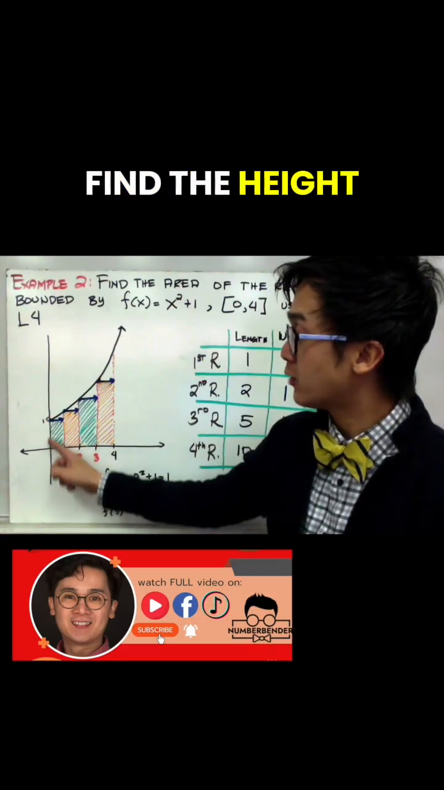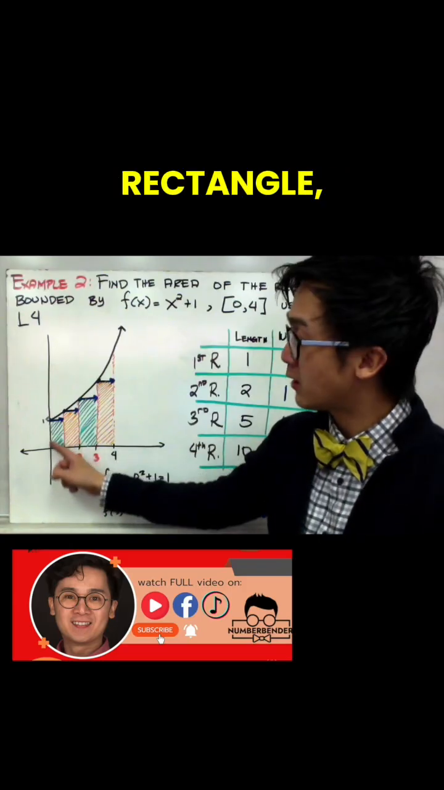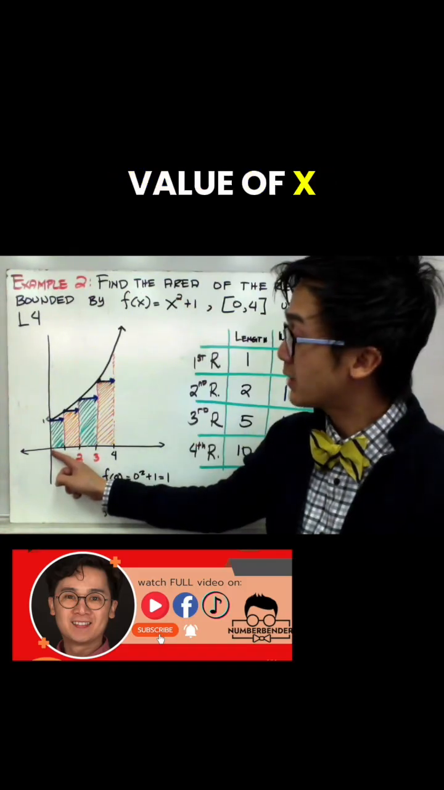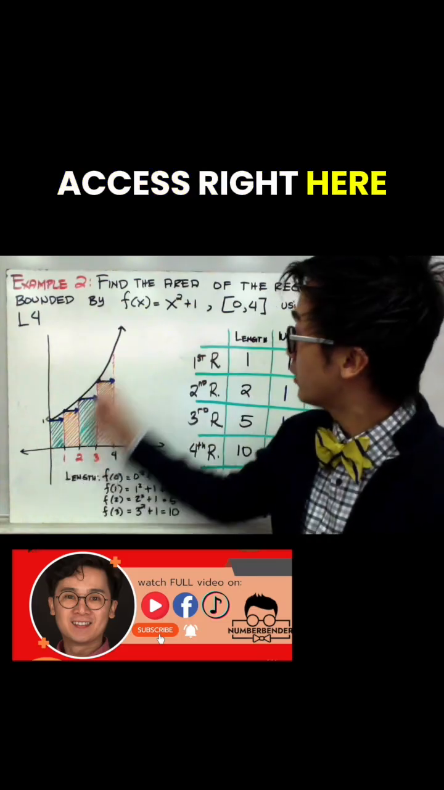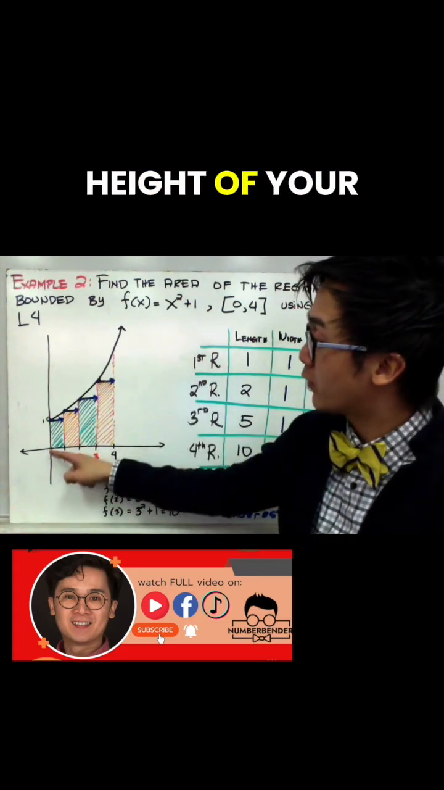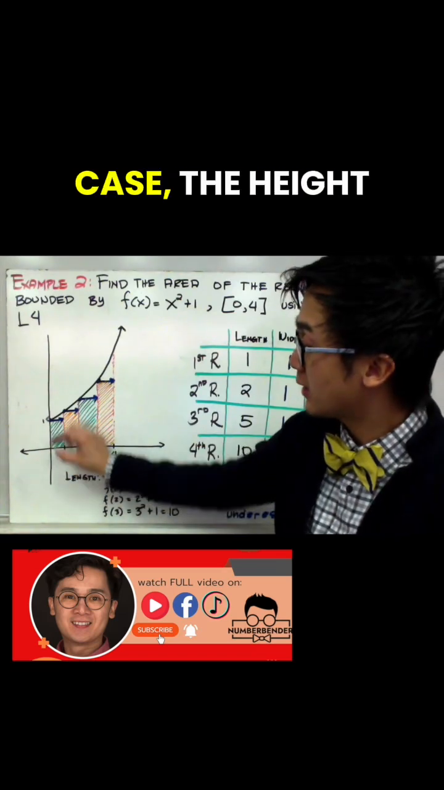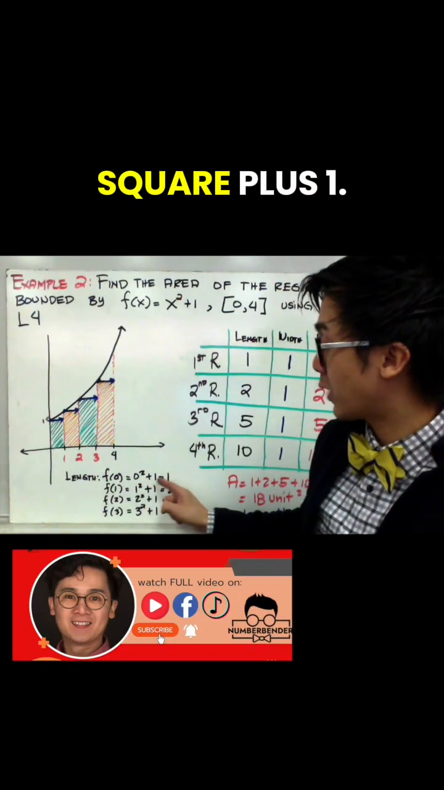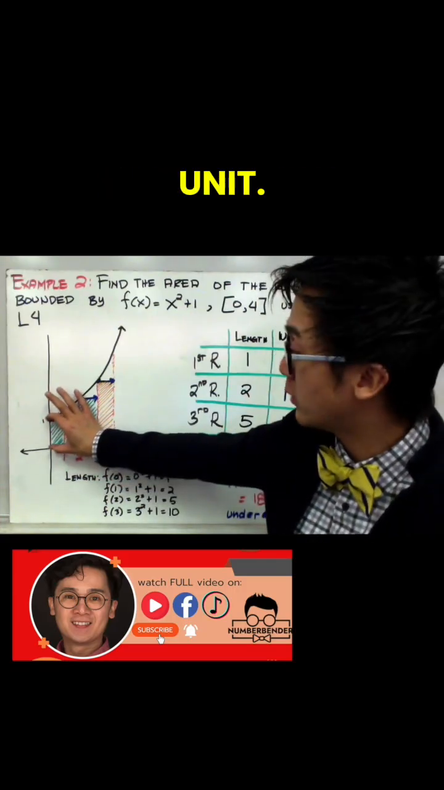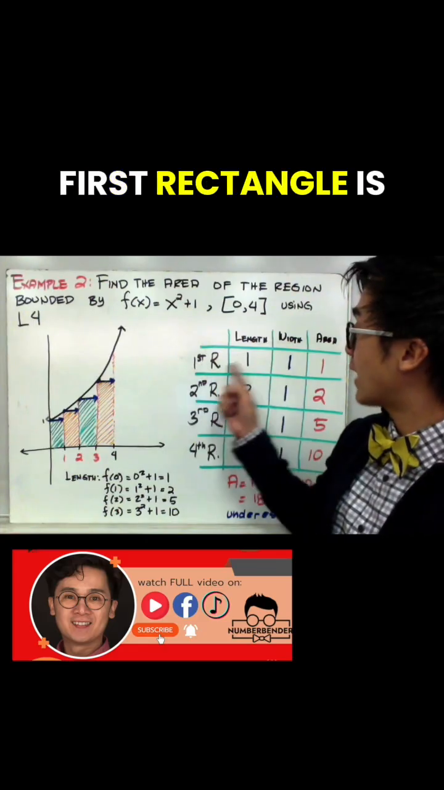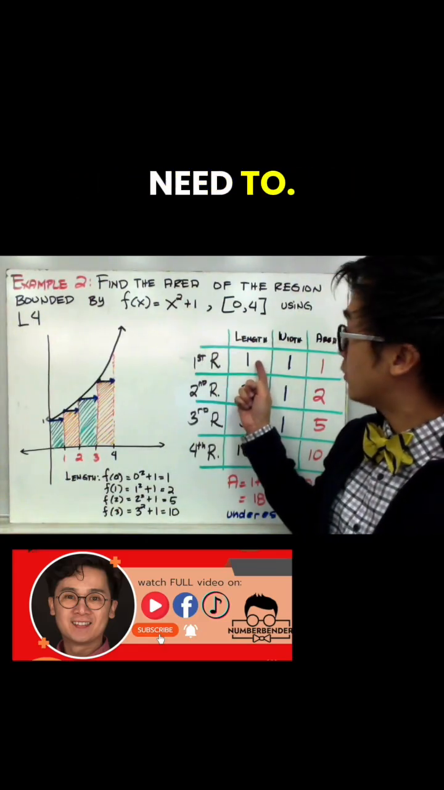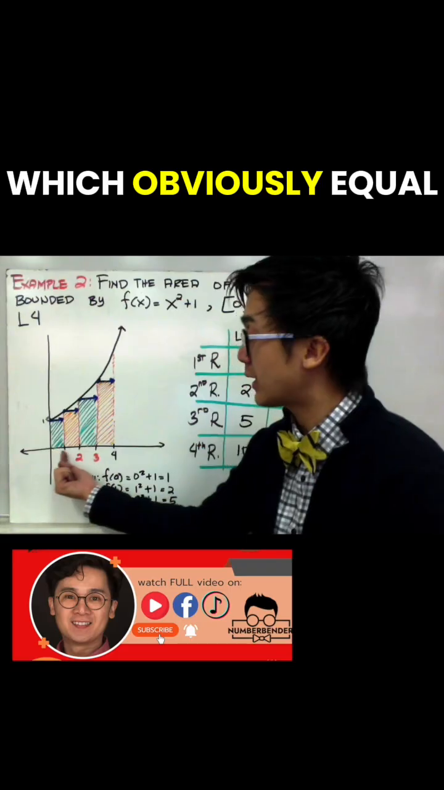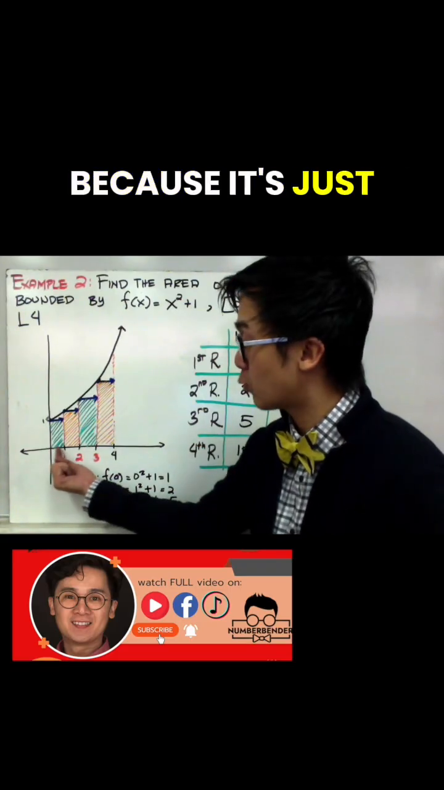To find the height or the length of your first rectangle, all you have to do is plug in the value of 0, which is the value of x on your axis right here, into your function to find the height of your rectangle. In this case, the height is f of 0, which equals 0 squared plus 1, so this is equal to 1 unit. That's why the length of my first rectangle is 1. Now I need to find the width of my first rectangle, which is obviously 1 because it's just 1 unit right here.